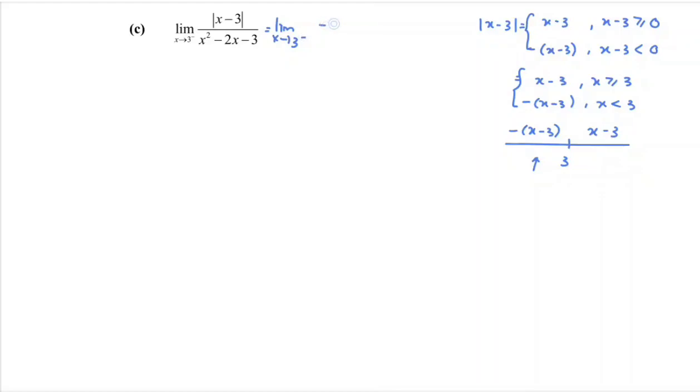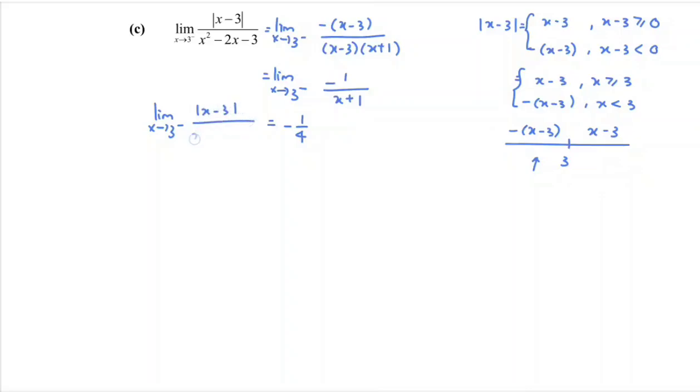The function will be negative (x minus 3) over (x squared minus 2x minus 3). If we factorize, we will have (x minus 3)(x plus 1). Kindly simplify. Limit when x approaches 3 from the left: if we simplify, we will have negative 1 over (x plus 1). If we substitute, we will have negative 1 over 4. So the limit when x approaches 3 from the left for the function modulus of (x minus 3) over (x squared minus 2x minus 3), the value of y will approach negative 1 over 4.